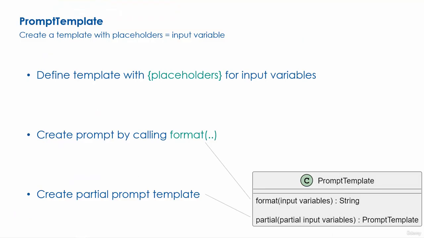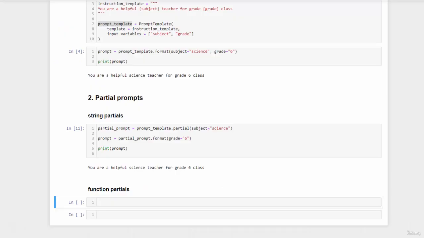In the example that I used, we are setting the input value as a string value, which is fixed. But the partial function also allows you to set the value of a variable equal to a function. And this function gets called at runtime when you invoke the format function. This can be very helpful when the input variable values are dynamic. To show you the working of functions with partials, let's think of an example wherein the grade needs to be passed as a random number between 1 and 10.